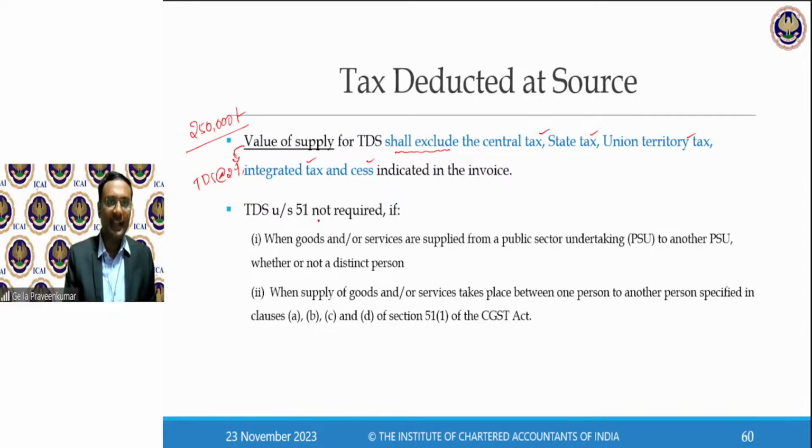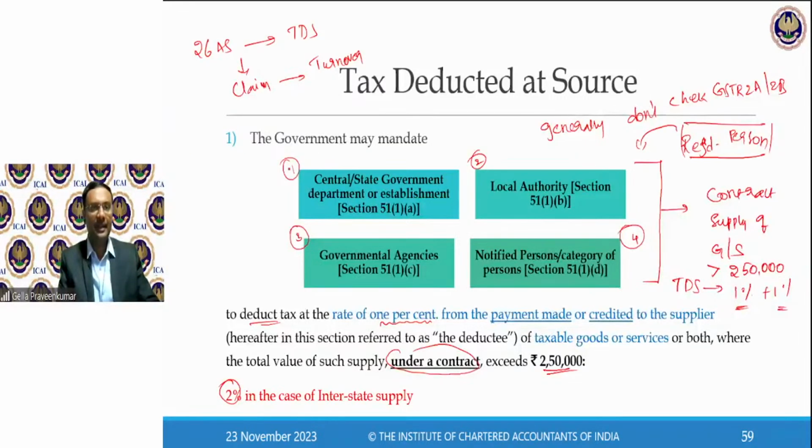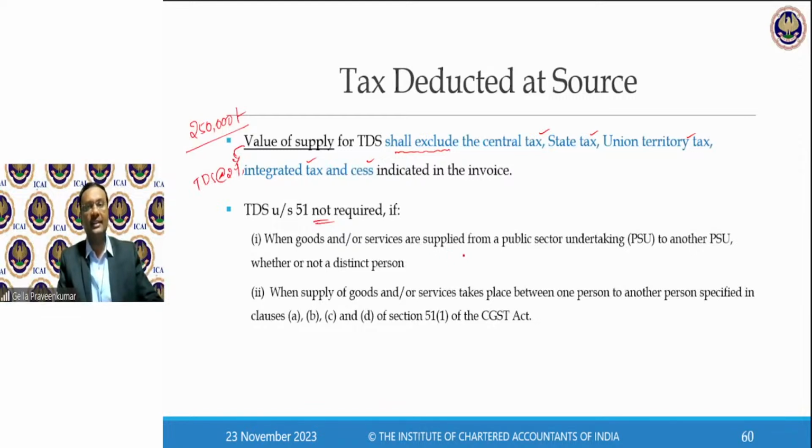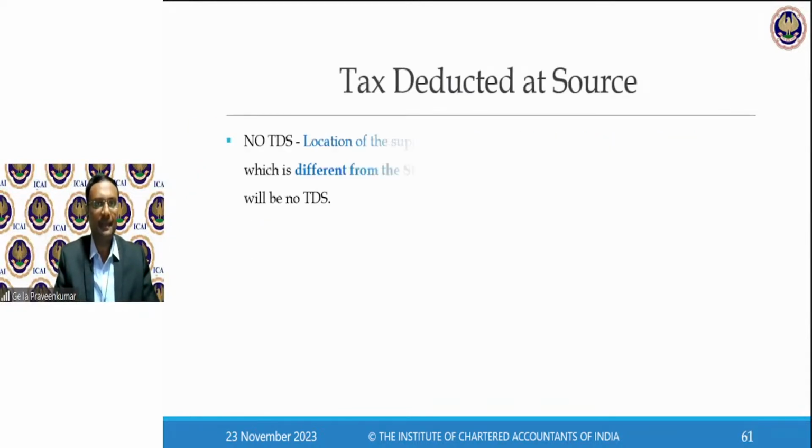Further, they say that TDS is not required when the goods or services are supplied from a public sector undertaking to another public sector undertaking. If you look at this table, crisscross any of these entities making supplies to themselves, then TDS is not required. Why? Government feels that this is a laborious process. We trust the public sector undertakings. For that reason, no need to apply TDS when one public sector undertaking makes supply to another, or among these four entities.